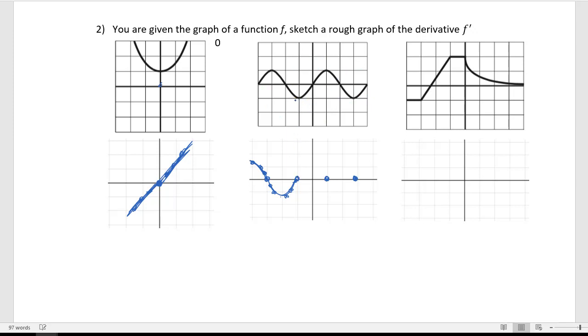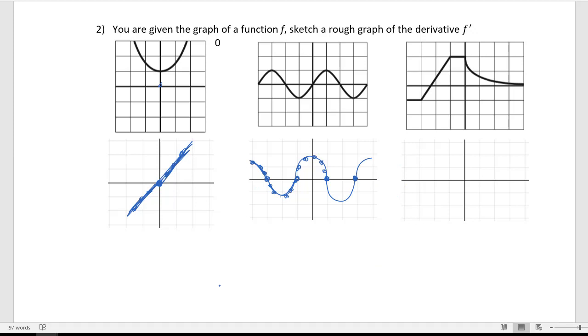So again, here's my x-intercept, right? Horizontal tangent. I get slightly positives. They get bigger slopes, and the slopes go back to 0. And we would continue repeating that process. There's a rough sketch of the graph of the derivative.